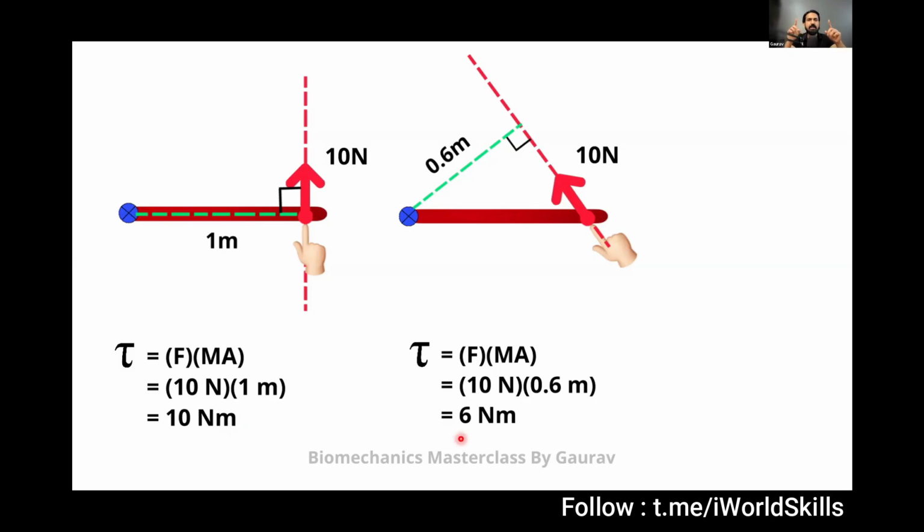This verifies our statement again, guys, that torque is a measure of moment arm. Torque is directly proportional to moment arm. Correct? So torque depends upon the length of the moment arm. Torque for a particular force depends on the length of the moment arm. I hope you have written this down in your notes.